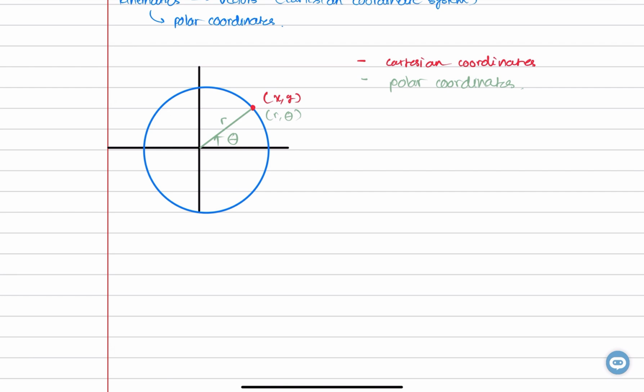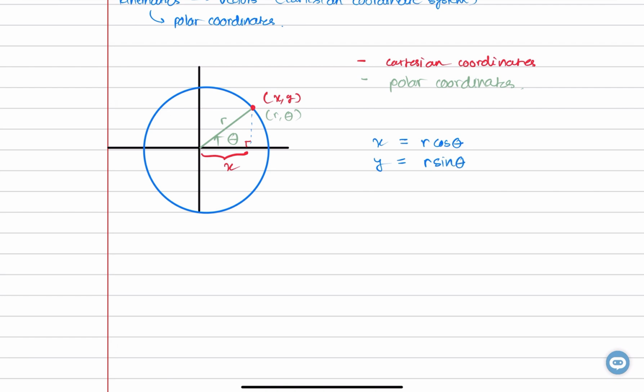The reason the circle here is important is that looking at it as a circle allows us to see many things. In particular, it allows us to derive the relationship between the Cartesian coordinates and polar coordinates. That's pretty easy to do because this length over here is x, and there is a right angle triangle formed here. Using this, I can write that x equals r times cos theta, and similarly y equals r times sine theta.